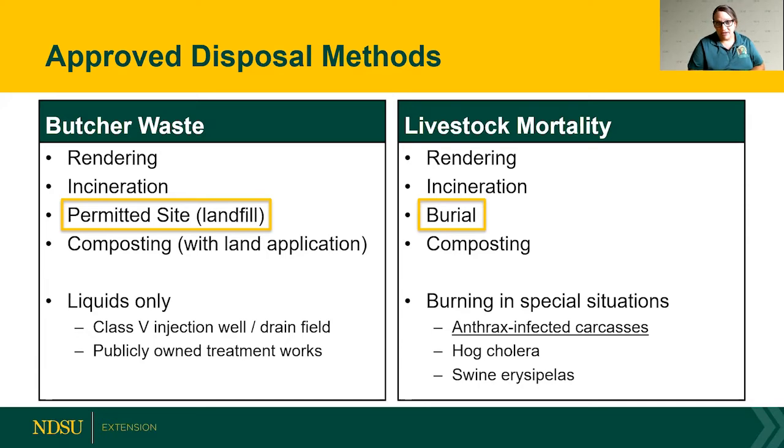On the livestock mortality side, burial is an option, where it is not an option on the butcher waste side of things. Butcher waste also has the option of liquids-only disposals, which includes a class 5 injection well or a drainage field, and publicly owned treatment works. On the livestock mortality side of things, burning in special situations is approved. Anthrax-infected carcasses must be burned, as well as some swine diseases.